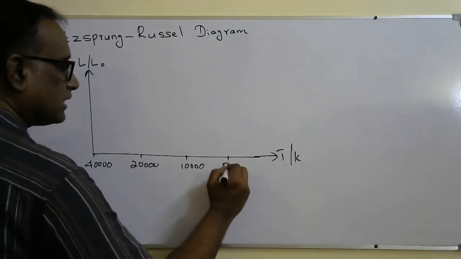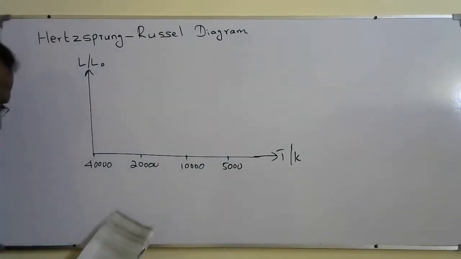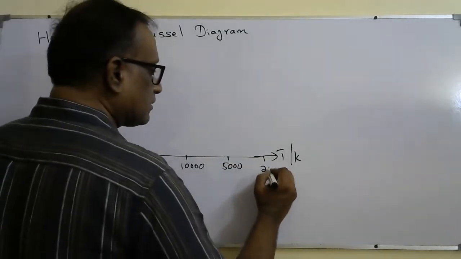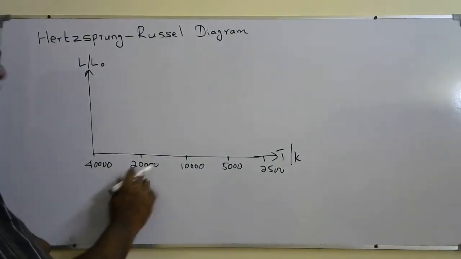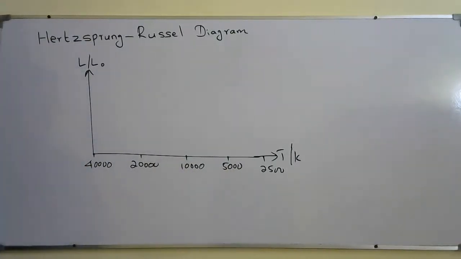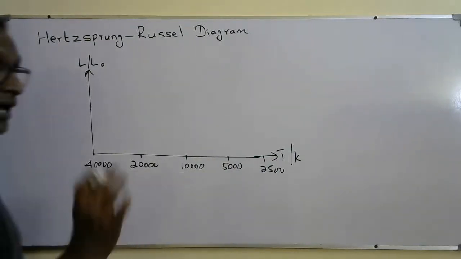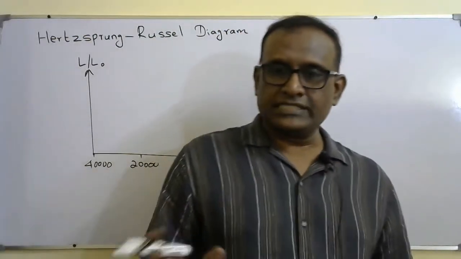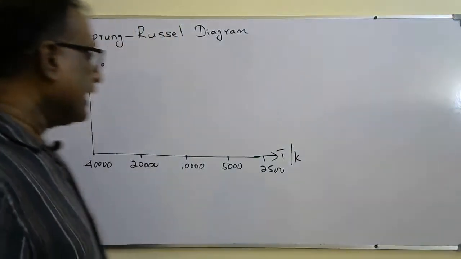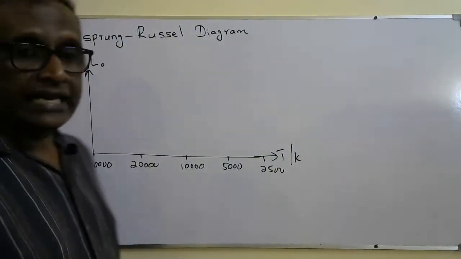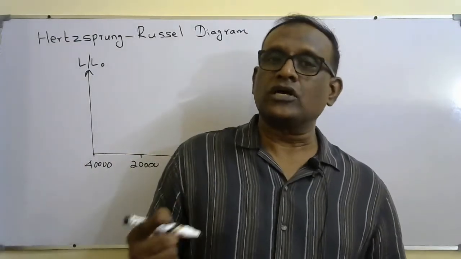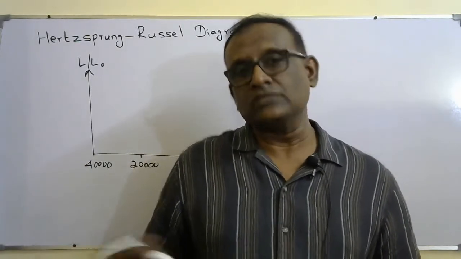Then 5,000 and 2,500, or you can start with 60,000, 30,000, 15,000, 7,500, like that. You can, with the same ratio, mostly the ratio is taken as half. Y-axis is the relative luminosity. So relative luminosity of the sun is 1. Luminosity of the sun divided by luminosity of the sun is 1.